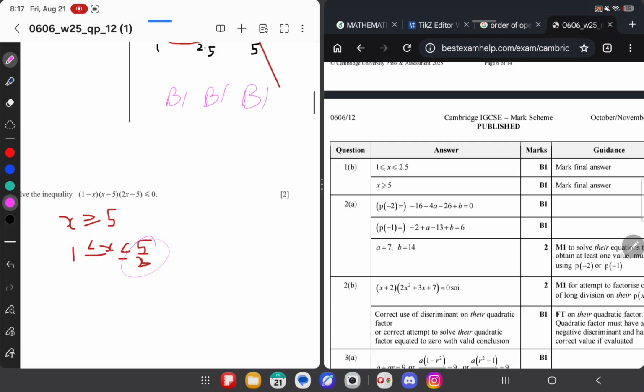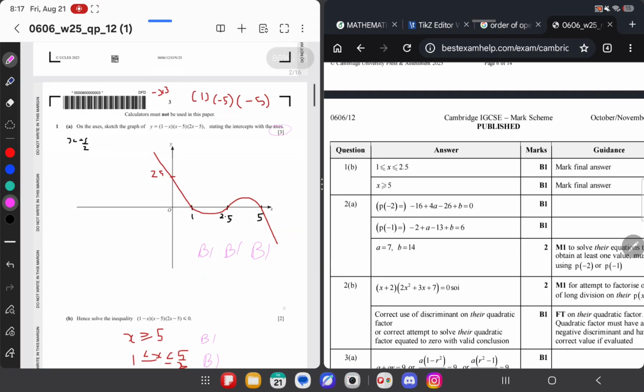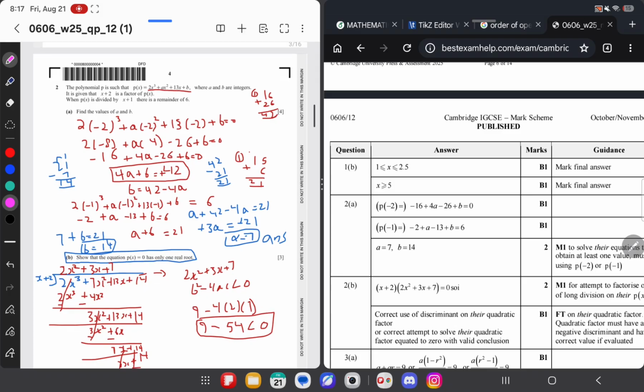This is a bit what ahead is this? This is 5 over 6? No, this is 2 somehow. So B1, so you get 3 full, 2 full. Next.